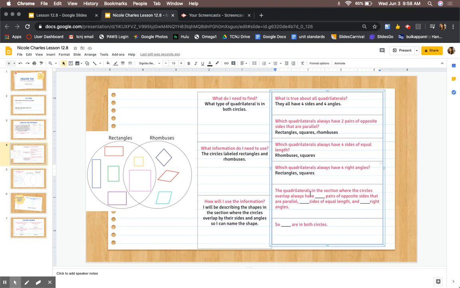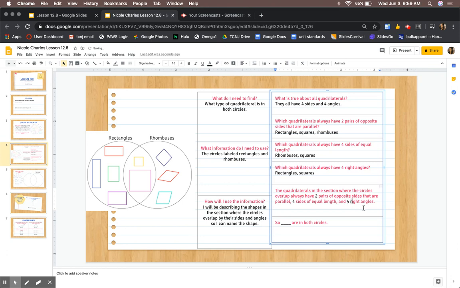Next, it says the quadrilaterals in the section where the circles overlap always have blank pairs of opposite sides that are parallel. So if we look at the shapes, how many sides? Two pairs, so four sides that are parallel. Blank sides of equal length, how many are equal? Well, we can just see by looking at it, how many sides are equal? Four. And blank right angles. How many right angles do we see? So we see one, two, three, four. Four right angles.